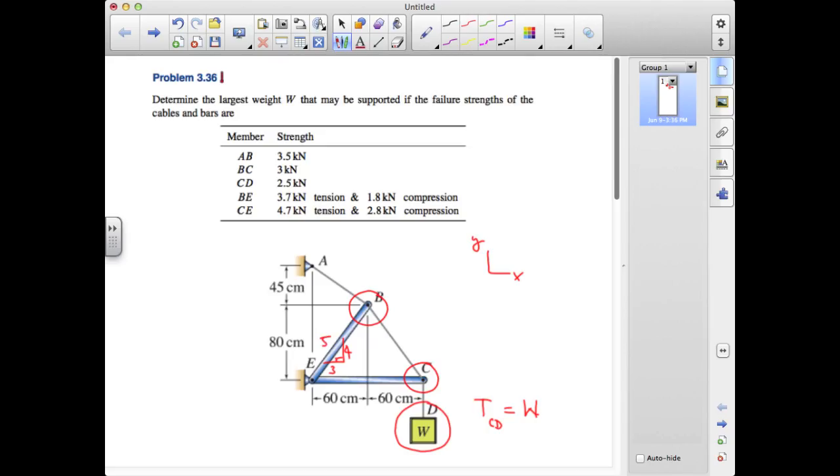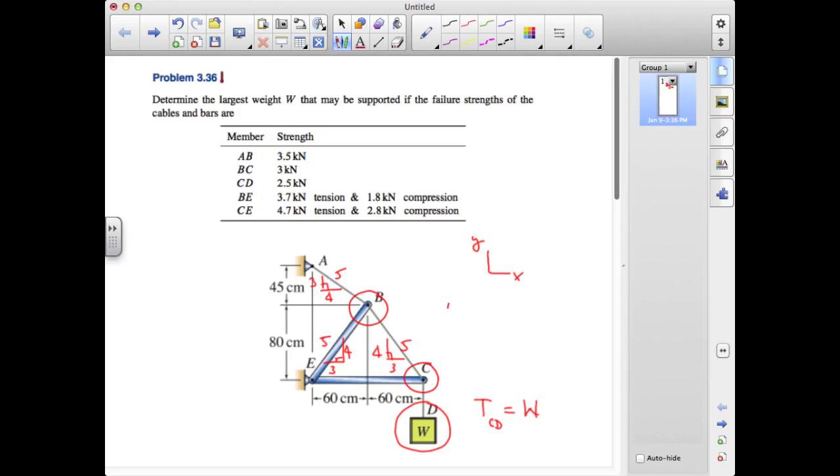Similarly, BC also experiences a drop over run of the same proportions, so this is also a 3, 4, 5 triangle. And the cable segment AB experiences a drop of 45 centimeters for a run of 60 centimeters, and that also makes this a 3, 4, 5 triangle. This will enable us to identify the components of the unit vectors acting in these different directions.